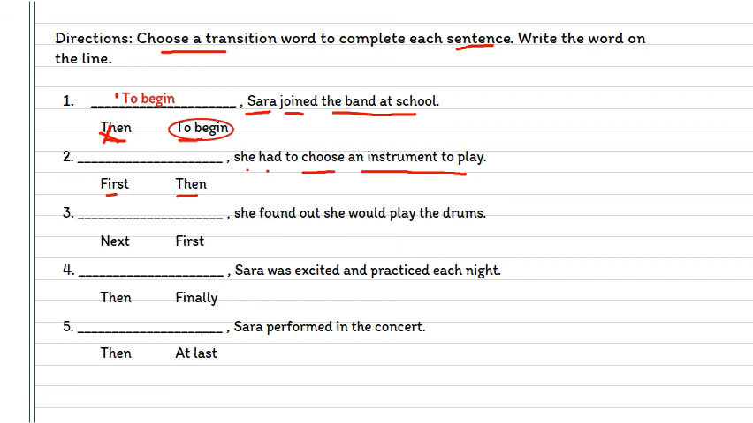Now I start in the details. I can use first. Number 3, she found out she would play the drums. So when I use first here, I cannot use it in the second sentence, so I should use next. I'm telling the events in order. Next, she found out she would play the drums. Sarah was excited and practiced each night. Do I use then or finally? Is this the last thing? Is this the concluding sentence? No. Then I use then and write it on the line.